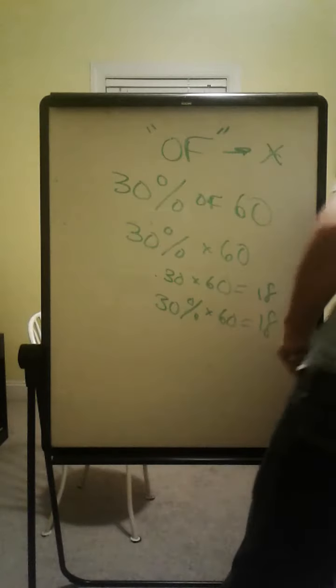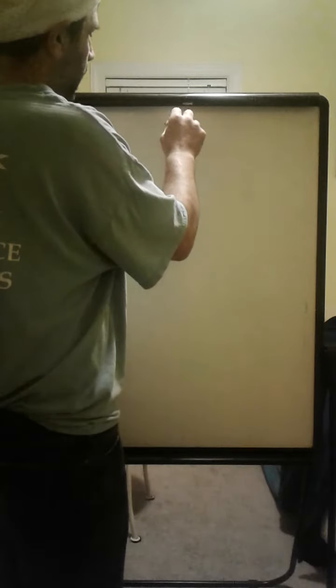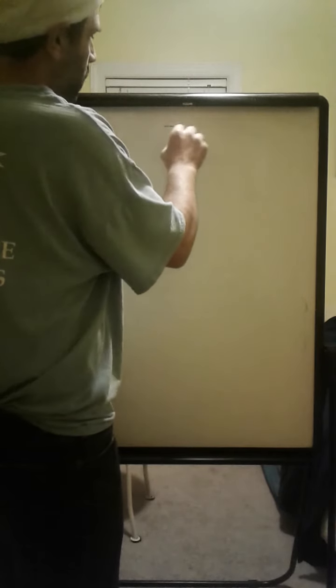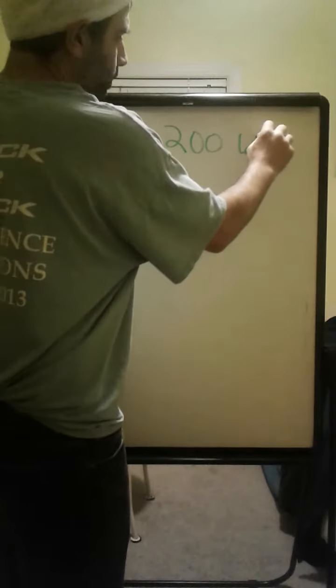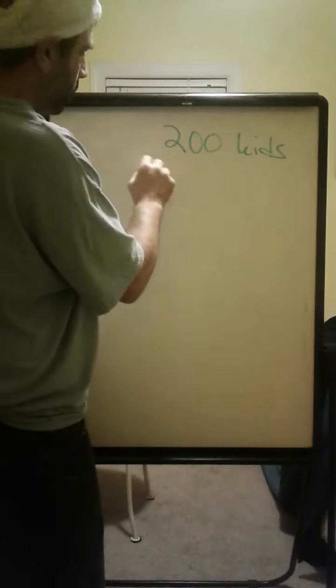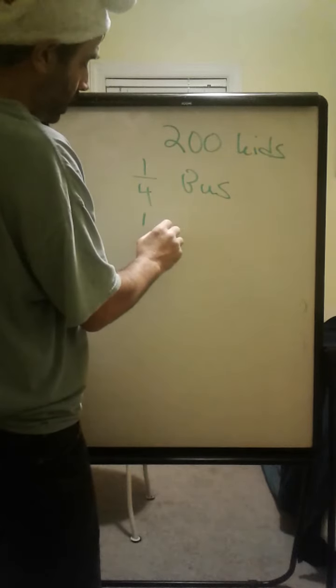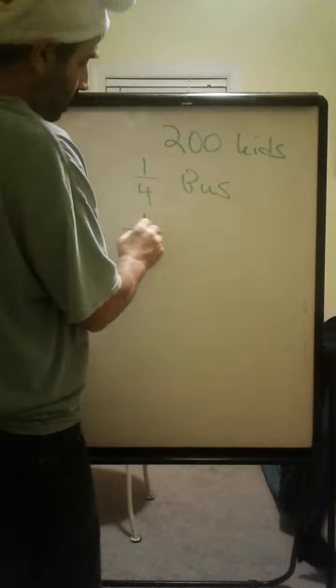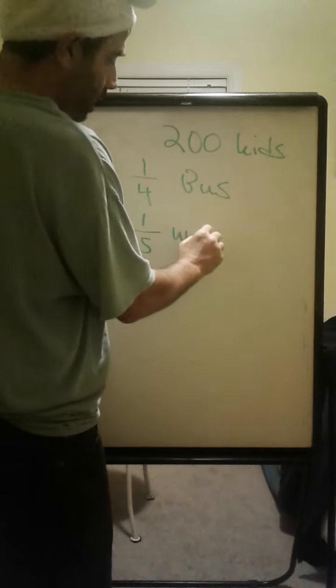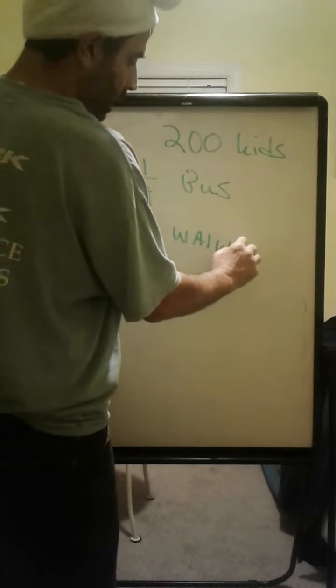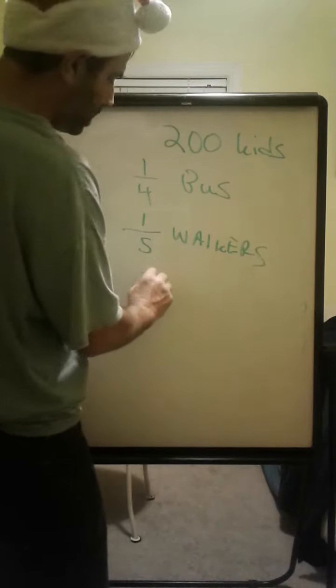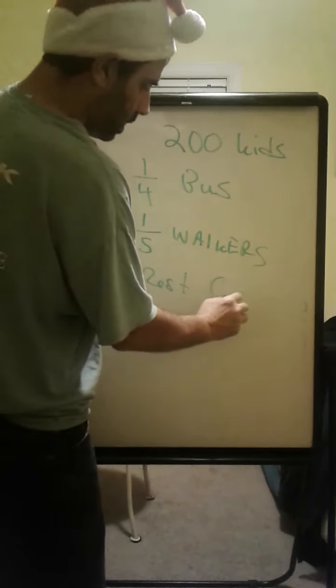Now, 7th graders are expected to do word problems with this stuff, but it's really not that bad. Let's say, for example, I have 200 kids, and let's say 1/4 ride the bus home from school. Let's say 1/5 are walkers, and the rest are car riders.